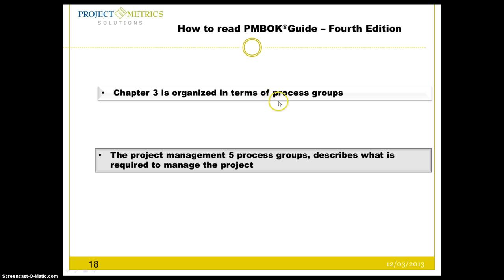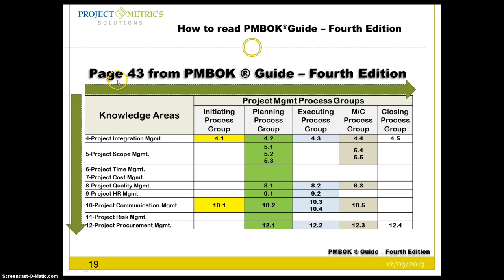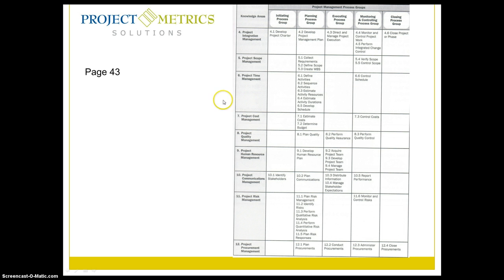Chapter 3 is organized in terms of process group. The project management, 5 process groups, describes what is required to manage the project. I'd like you to look at the page 43 from the PMBOK guide, 4th edition. You find the knowledge area and the initiating groups, planning group, and so forth. Here, for example, you see here 4.1 develop project charter, 4.2 develop project management plan, which is in planning, and 4.3 direct and manage project execution and so forth. So the enumeration is 4.1 go to 4.2.